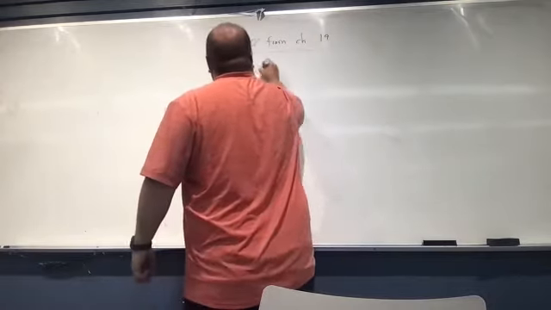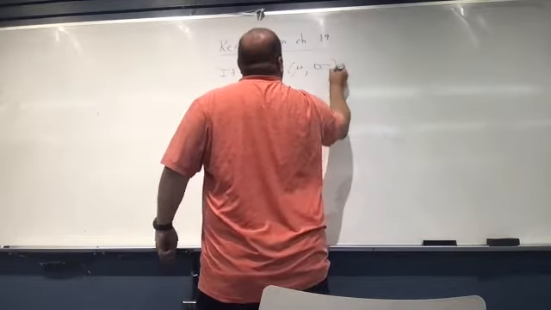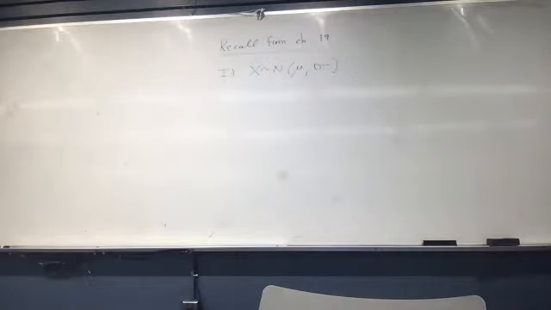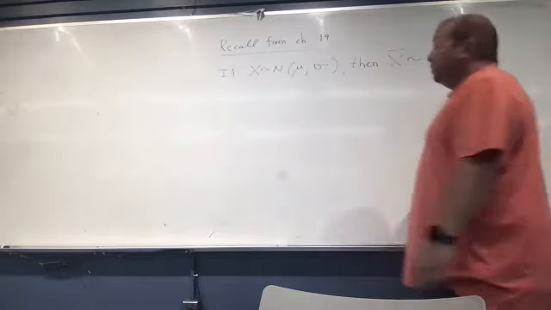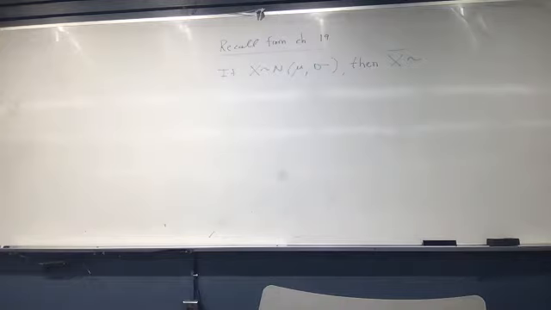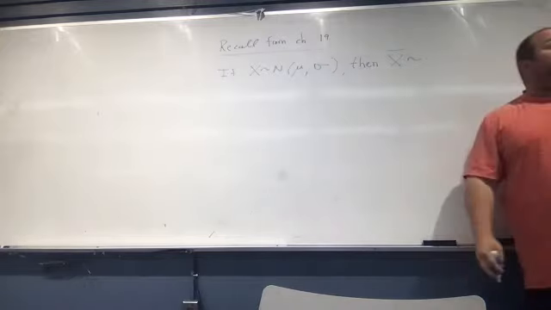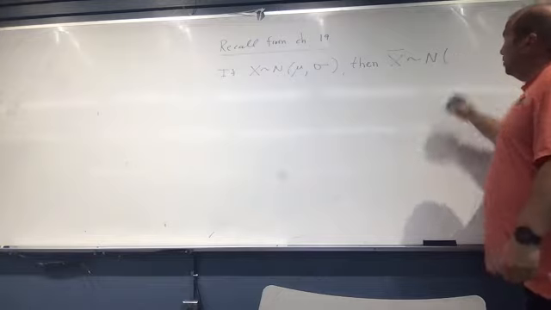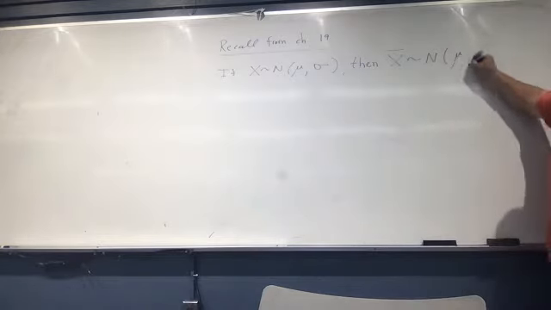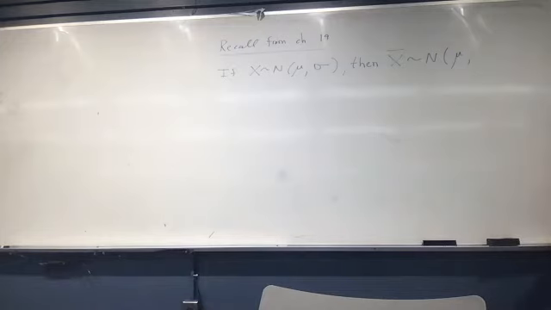that if X is normal with a mean mu and a standard deviation sigma, then can someone remind me what X bar is? What is the distribution for X bar if X is itself normal? It's also normal, and the mu is the same, and then sigma over the square root of n. Excellent. The standard deviation shrinks, gets smaller by a factor of 1 over the square root of n.